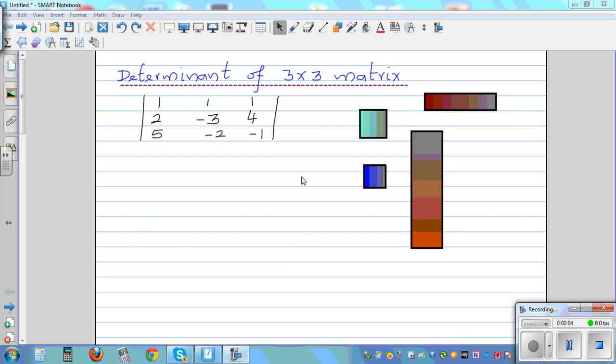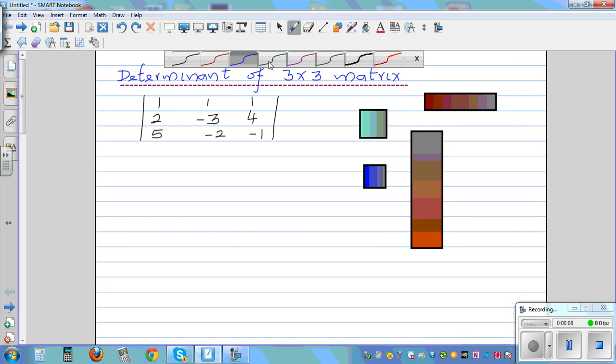Evaluate the determinant of this 3 by 3 matrix. So let me call this matrix A. And to find the determinant of A, this is the notation for determinant. So what you basically do is you multiply this element by the 2 by 2 matrix.